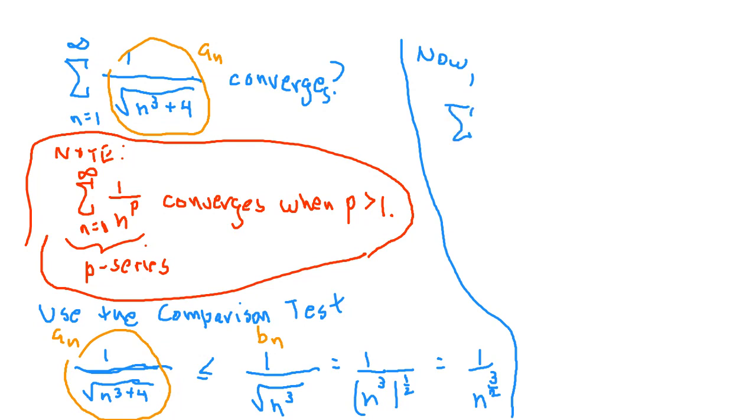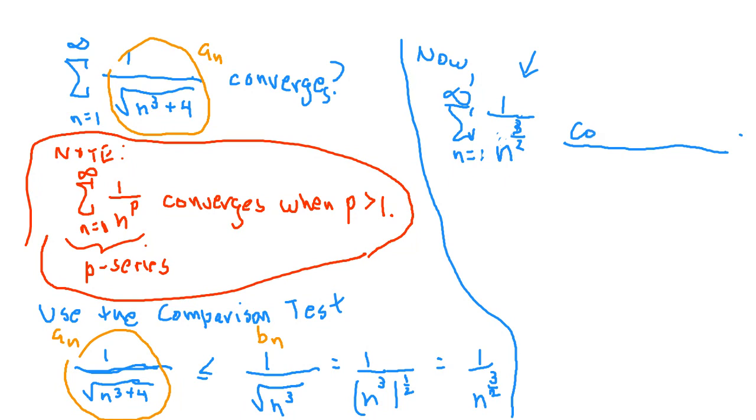So let's see here. We have the series 1 over n to the 3/2 power. Let me try to make that a little bit nicer. Naturally, this goes in your notes. What does this series do? Converge or diverge? What does this series from n equals 1 to infinity of 1 over n to the 3/2 do?